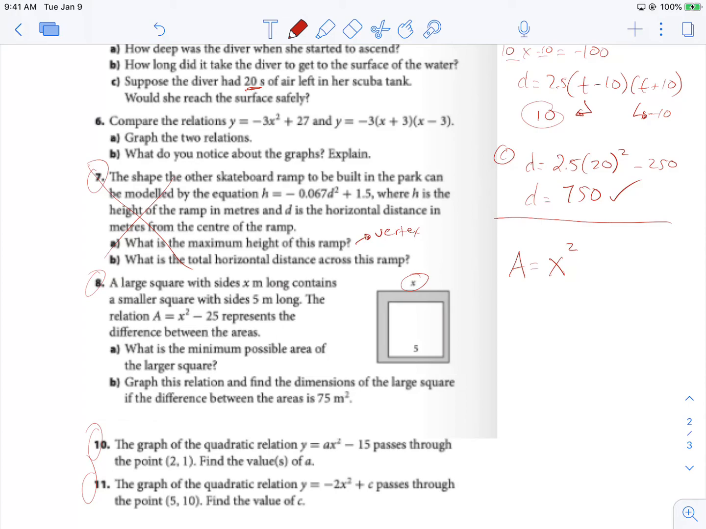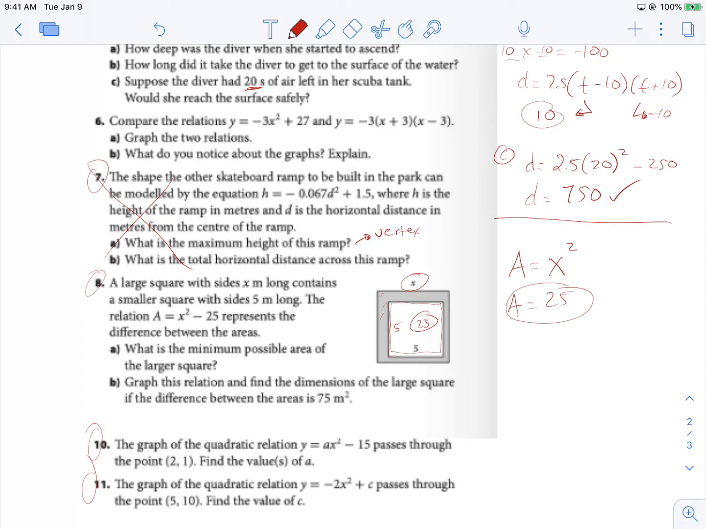What is the minimum possible area of the larger square? Well, the larger square can't really get much smaller than this smaller square in here. So what would be the smallest it could possibly be? Well, if the smaller square has an area of 5 times 5, we know this area in here is going to be 25. So the smallest this large square outside could be would be right on top of this border. So the smallest it could be would definitely be 25.